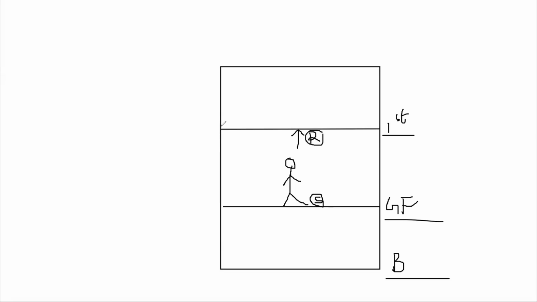Now assume that you have a stairs on the ground floor where you can climb up and go to the first floor. So now from the ground floor you started climbing up, and now you are standing on the first floor. From the ground floor you are standing on the first floor now.